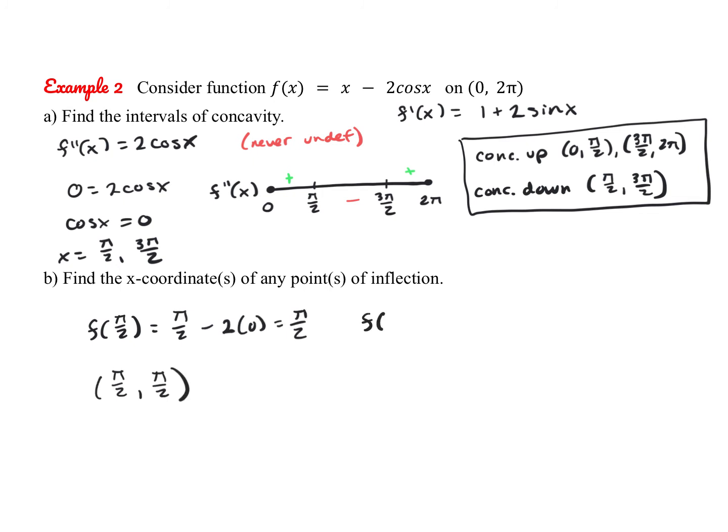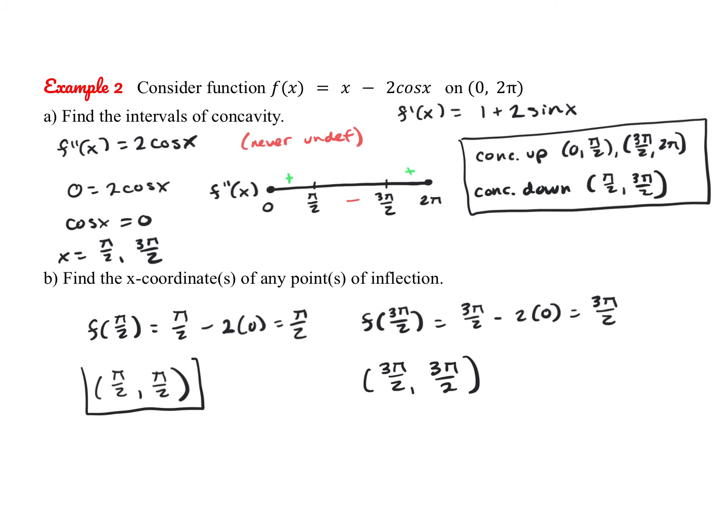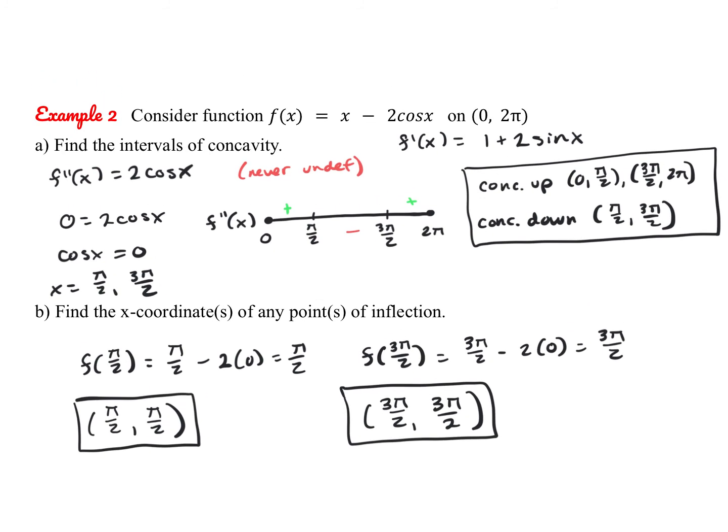And then let's find f of 3 pi over 2. So again, it's 3 pi over 2 minus 2 times 0 again. The cosine of 3 pi over 2 is 0. So it's just 3 pi over 2. So we have the coordinate 3 pi over 2, 3 pi over 2. And these would be our 2 points of inflection.